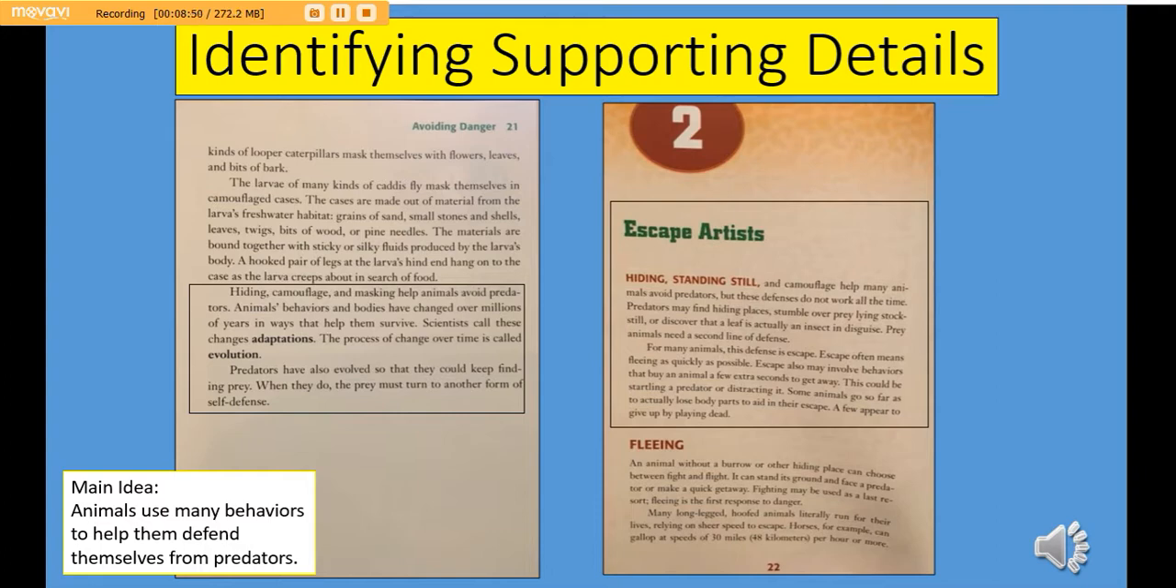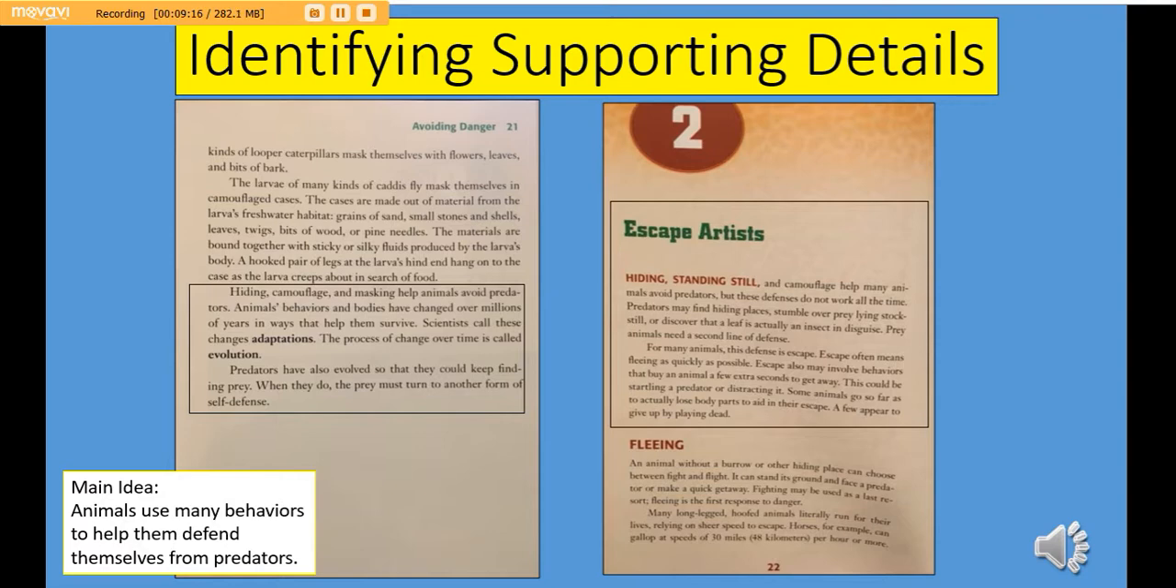Animals' behaviors and bodies have changed over millions of years in ways that help them survive. Scientists call these changes adaptations. The process of change over time is called evolution. Predators have also evolved so that they could keep finding prey. When they do, the prey must turn to another form of self-defense.